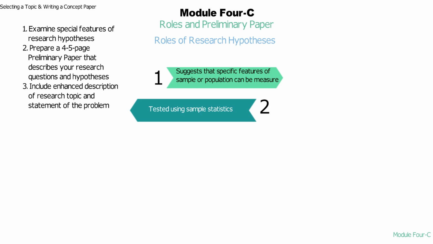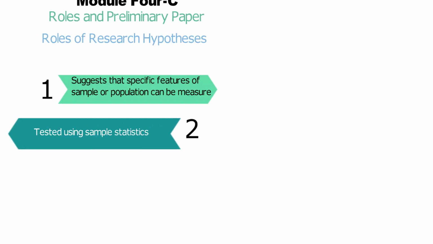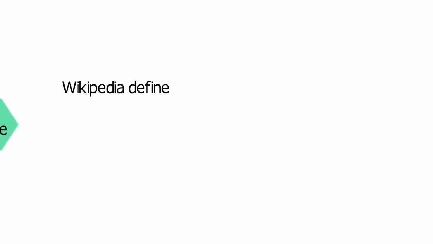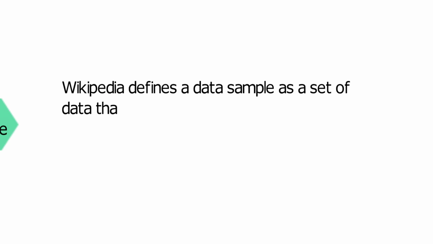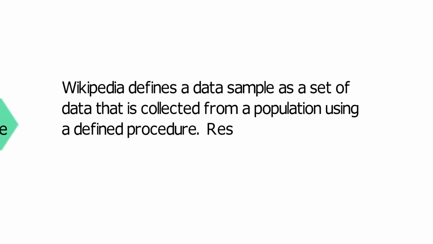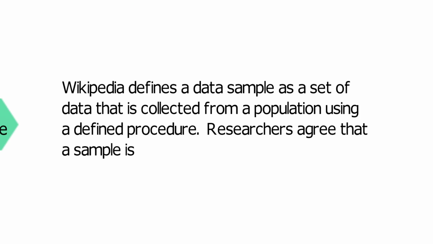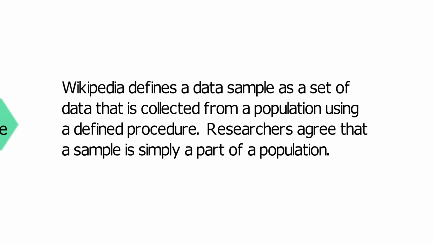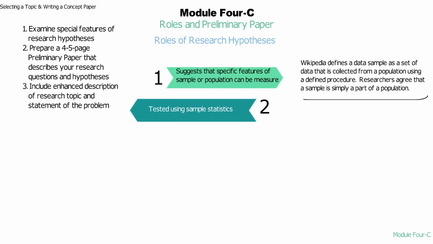In research, we normally collect data about a sample. Wikipedia defines a data sample as a set of data that is collected from a population using a defined procedure. Researchers agree that a sample is simply a part of a population. In research, we collect data from a sample or from the whole population, depending on the research questions or hypothesis.